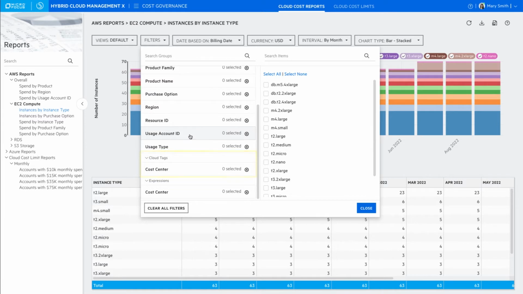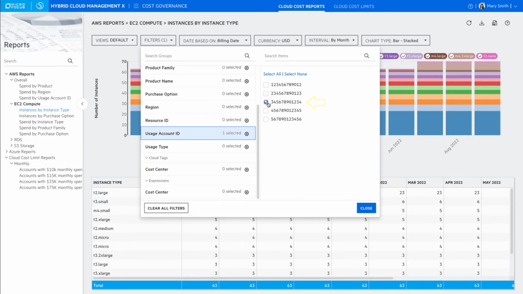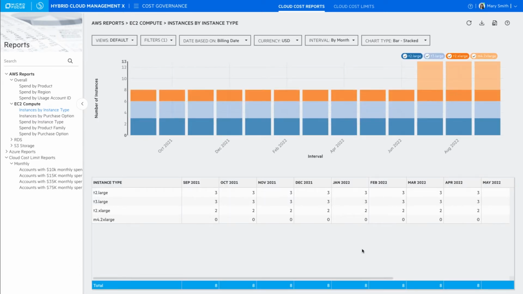In our example here, the filter for cost center is in fact tag-based. Now I'm going to use usage account ID here to contextualize the report for cloud account 3456. And now we see that in July, the team that owns this account started using 5 very expensive M4 double extra large instances. So we can now go to the team that owns this account and work with them to figure out if they really need to be using such an expensive resource type on an ongoing basis.